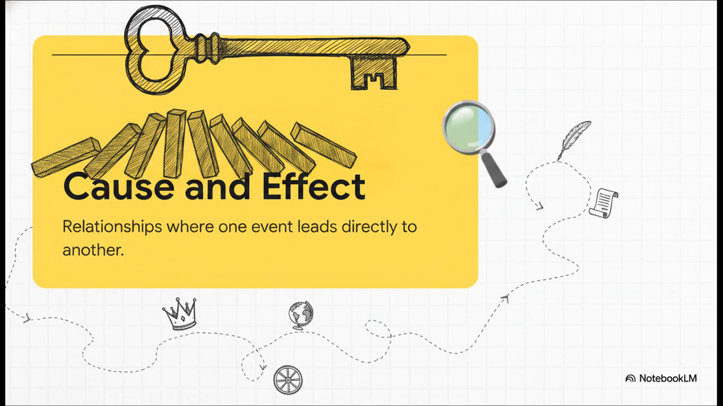Cause and effect relationships help us see how one event leads directly to another. It's basically the simple rule that every action in history has a reaction. Nothing happens in a vacuum. People make choices or events occur, and those things trigger this massive domino effect that changes the world. This master key helps us map out exactly what those connections are.